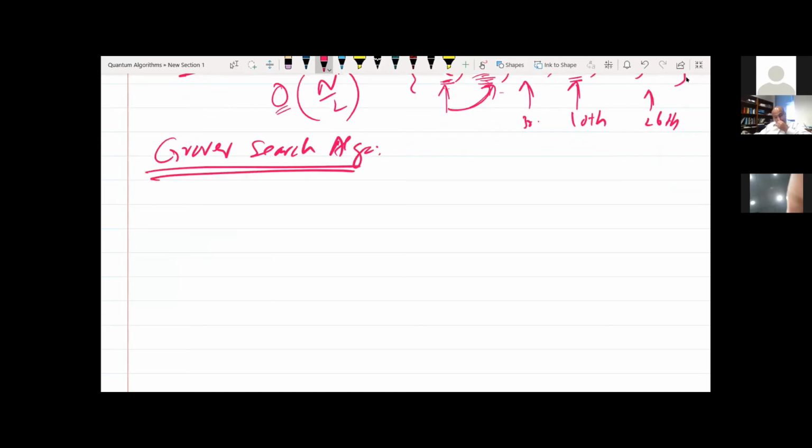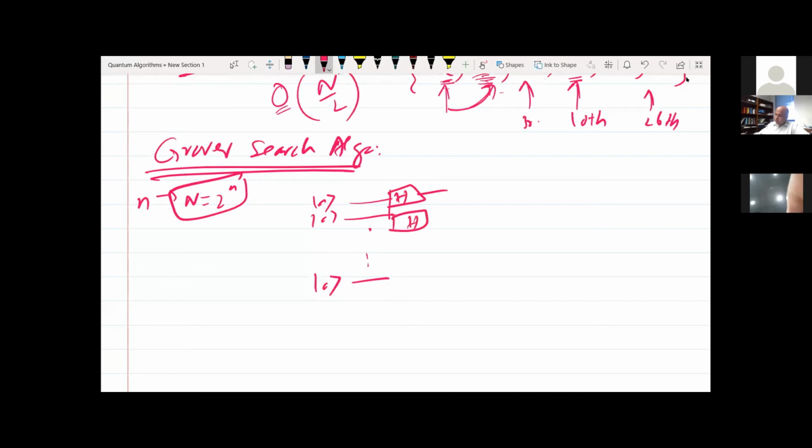So Grover algorithm is this: you start your qubits in 0 states, and suppose you have n qubits such that capital N is equal to 2 power n. If you have 8 elements to search for, you take 3 qubits because 2 power 3 is 8. And then you perform a Hadamard transform, which essentially means that you perform Hadamard individually on each qubit.